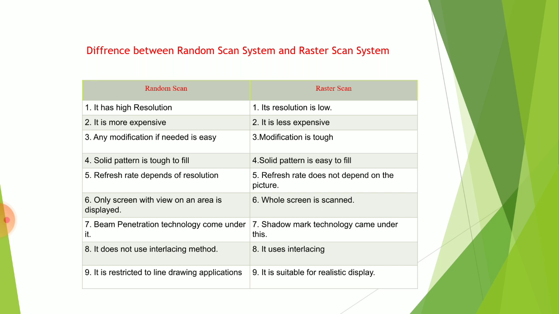Random scan system uses the beam penetration technology. Raster scan system uses the shadow mask technology. Random scan system does not use the interlacing method. Raster scan system uses the interlacing method. The final difference is that random scan system is restricted to line drawing applications, but raster scan system produces realistic display. Thank you.